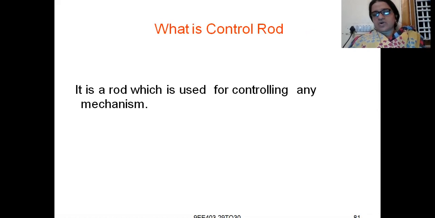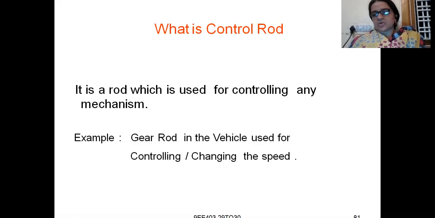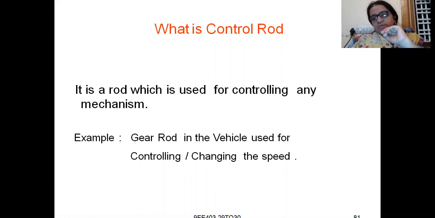What is a control rod? It is a rod which is used for controlling any mechanism. Moderator and control rods are there to control the nuclear reaction. The nuclear reaction will be controlled by using a control rod. Example: a gear rod in a vehicle is used for controlling or changing the speed.